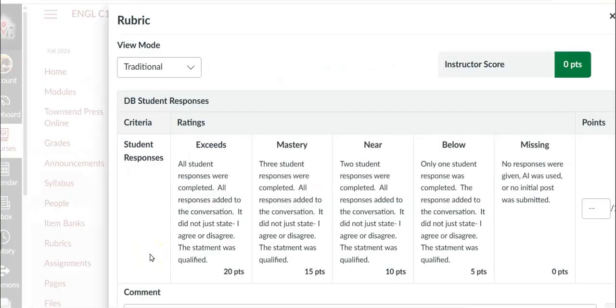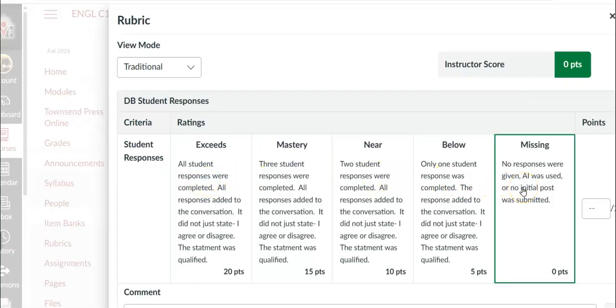So here is the student responses, and remember they will always be due by Sunday. So you do your initial post on Wednesday, and then you have Thursday, Friday, Saturday, and Sunday to complete your student responses, and make sure that your student responses add to the conversation. Just don't say, Kevin, I agree, period. You have to say, Kevin, I agree because, or I don't agree with your point because. Add to the conversation. If you make all 4, you get 20 points, and then down to 0.